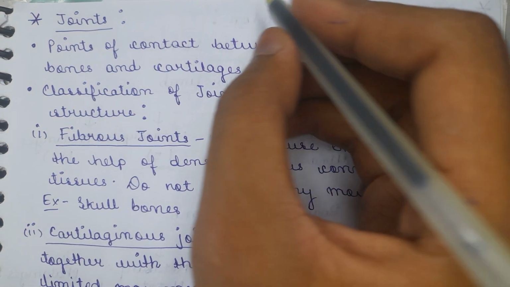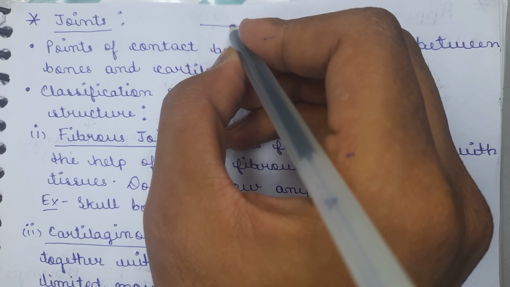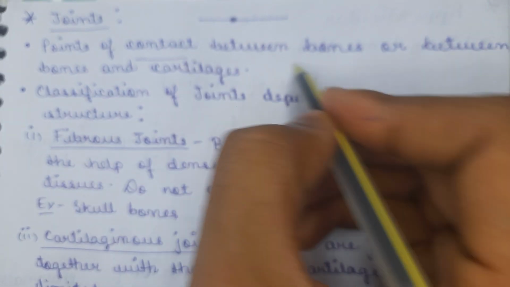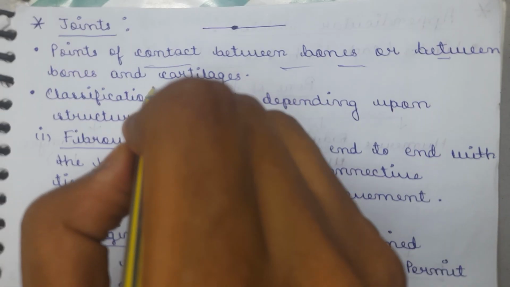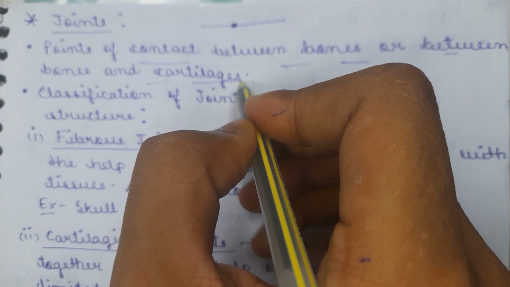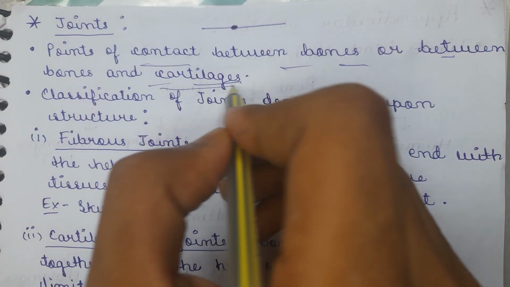So what is a joint? We all know that when two things are joined together or attached together, there is a point that is called a joint. So what are joints? The point of contact between the bones or between the bones and the cartilage. In terms related to the skeleton system, the joints are the point of contact between two bones or between the bones and the cartilages.